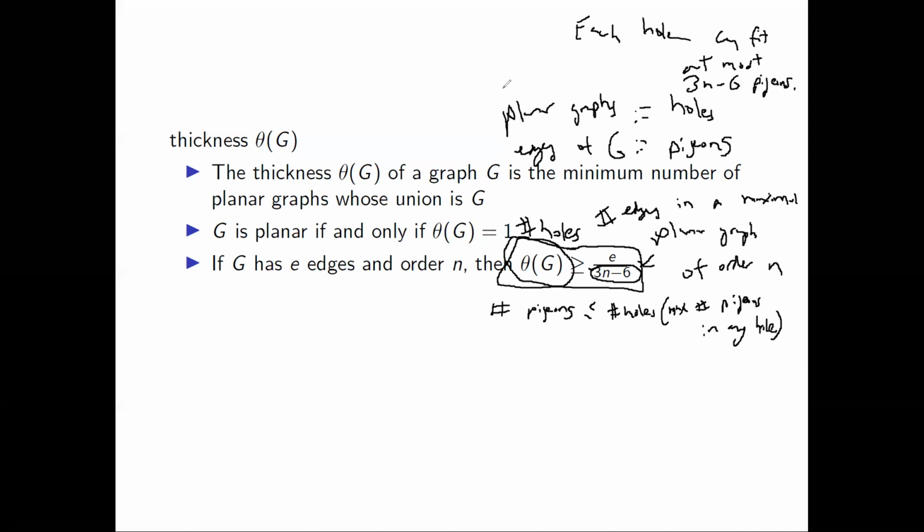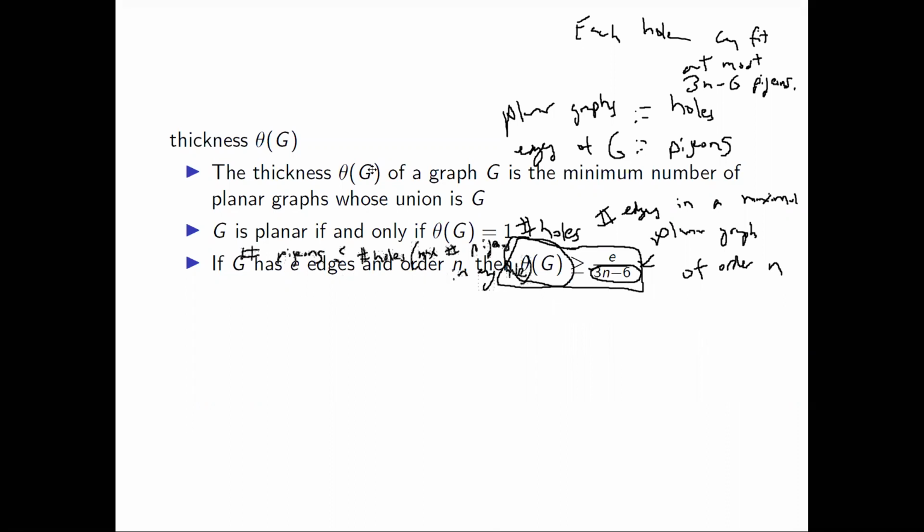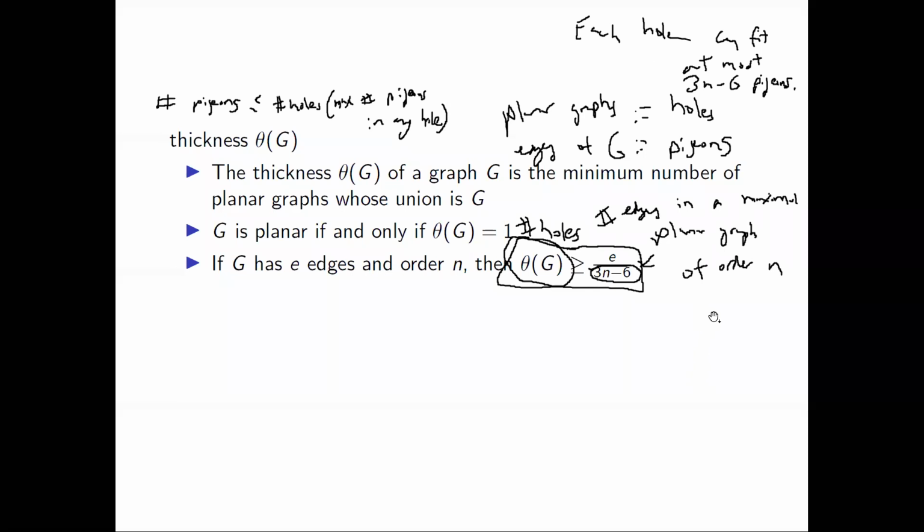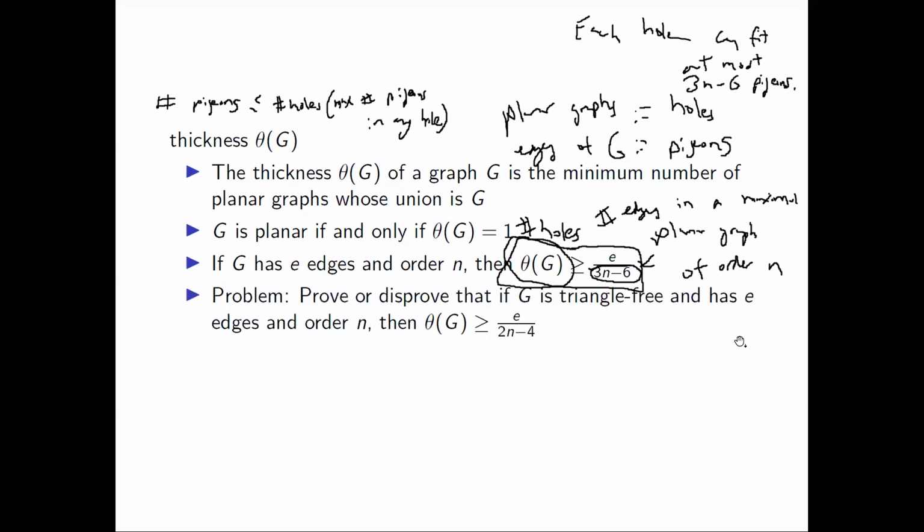And so I leave as a problem to you a very similar bound. So here's the problem for you to think about. Prove or disprove that if G is triangle free and has E edges and order n, then the thickness of G is at least E over 2n minus 4.